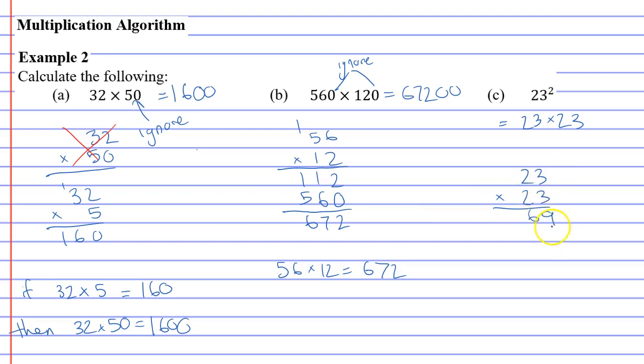Now we're going to move on to the second row. So we're adding a 0. 2 times 3 is 6. And 2 times 2 is 4. And we add them up. 9 plus 0, 9. 6 plus 6, 12. Carry the 1. 4 plus 1, 5. And that's the end of our video on example 2.